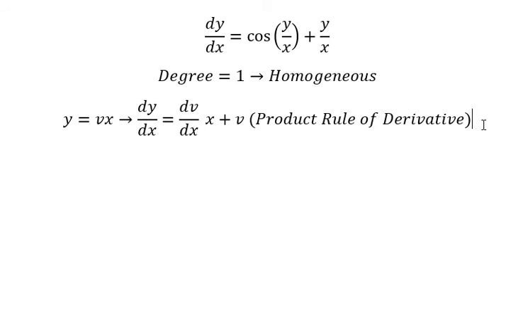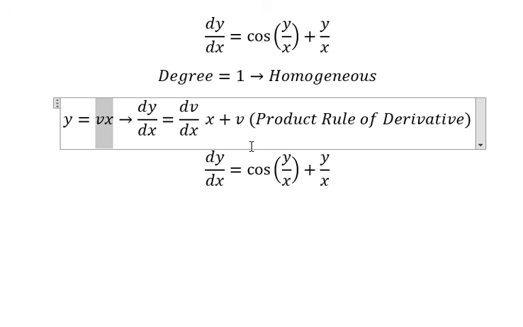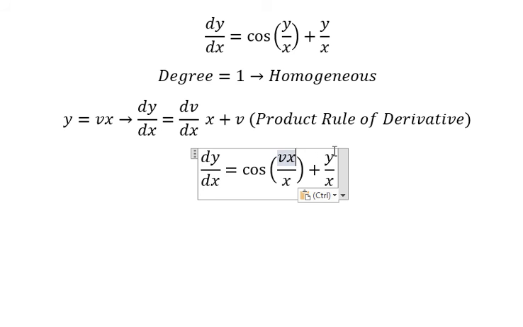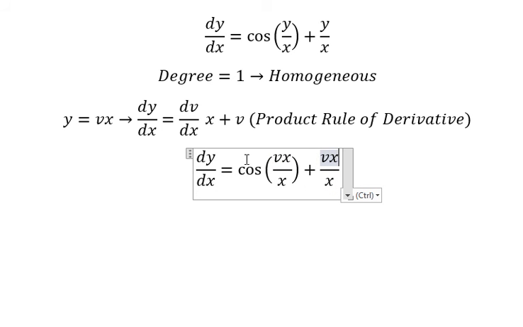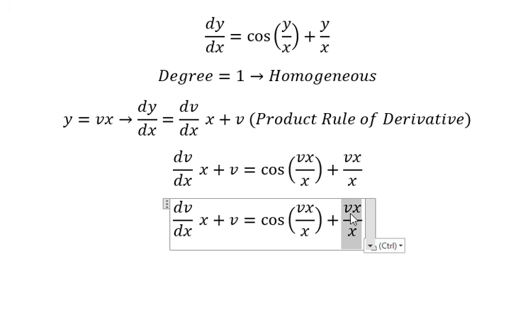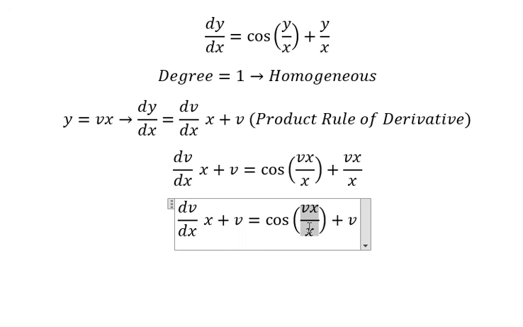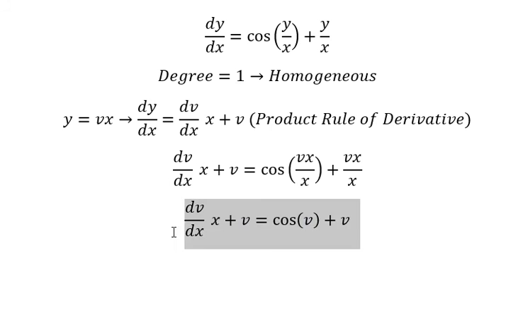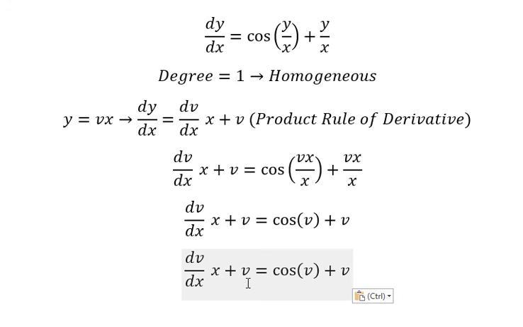So I will change y into vx. Into vx, dy over dx, we change by this one. This one we simplify and you get v. This one you get v. Now we need to simplify v for both sides.